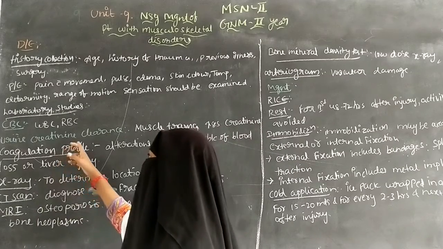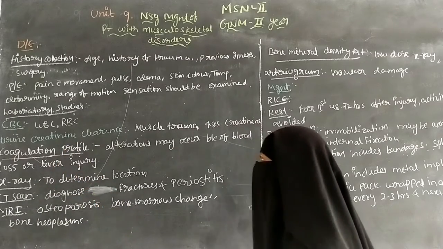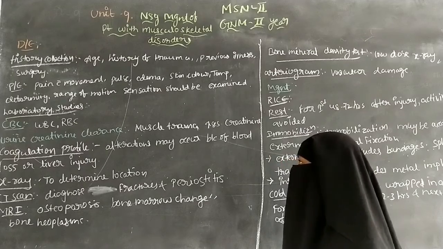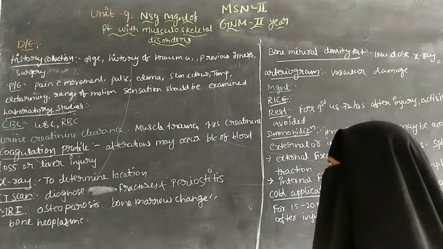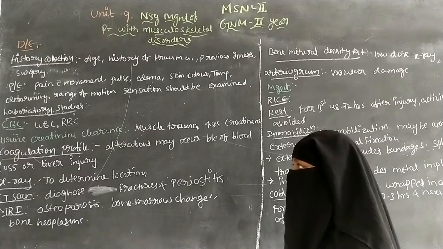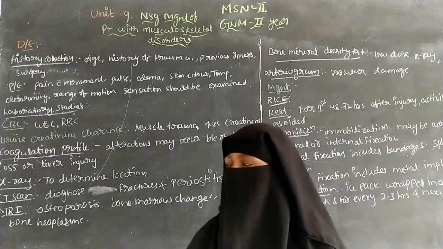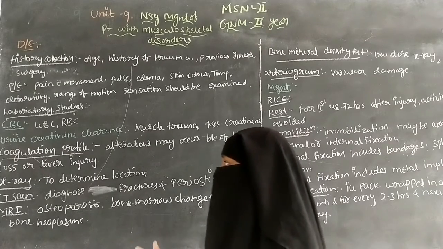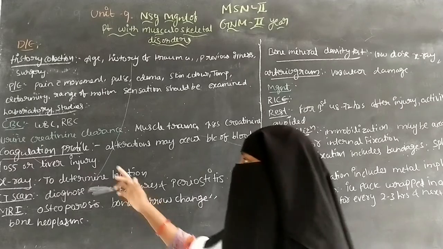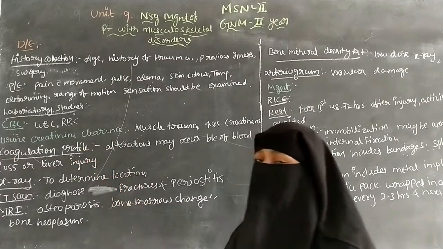Next one is urine creatinine clearance. With muscle trauma, because of the injury to the muscles, the creatinine level in the urine increases. Because of this, we can identify the creatinine in the urine and check the urine creatinine clearance.